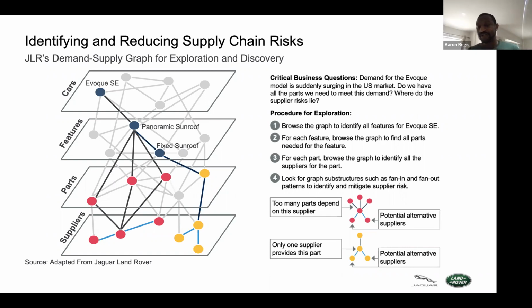And in the yellow, we're basically saying in this example, well, there's only one supplier for this part. Now you can go and find potential alternatives. And these things will reduce supplier risk.